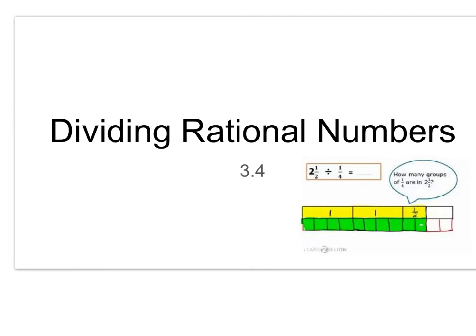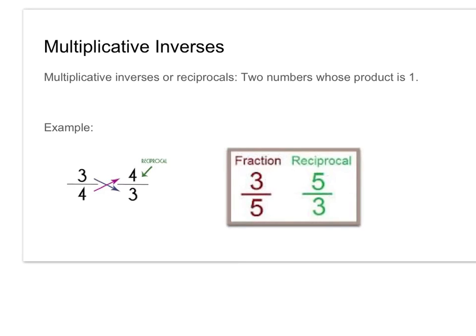Dividing rational numbers will be our next topic. An important vocab word we need to know is multiplicative inverses. So multiplicative inverses, or reciprocals you might have heard of in the past, are two numbers whose product is 1. In other words, it's basically like you're flipping the fraction.